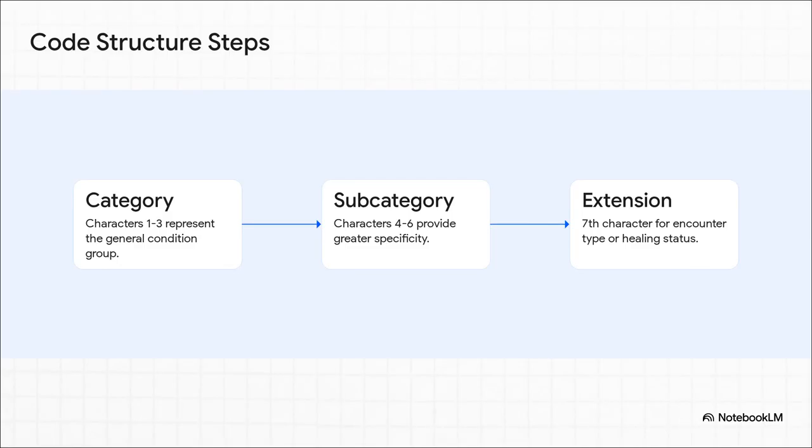So here's how this actually builds. Characters 1 through 3 give us the general category, which sits right before the decimal point. Then, characters 4 through 6 form the subcategory and subclassification. This is where you define things like location, severity, or the cause. And finally, that 7th character extension, that locks in those critical encounter details.